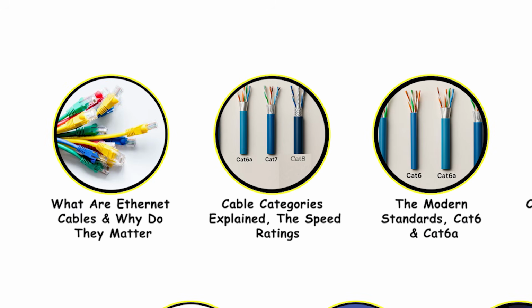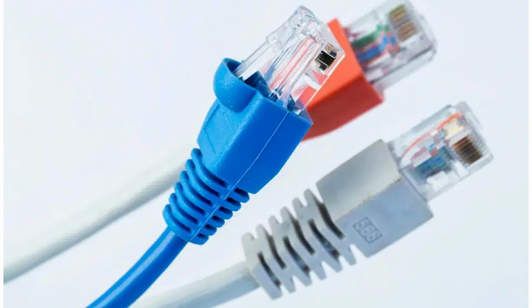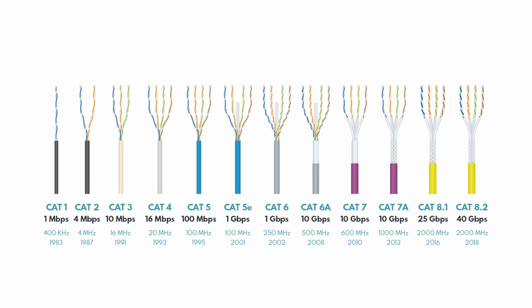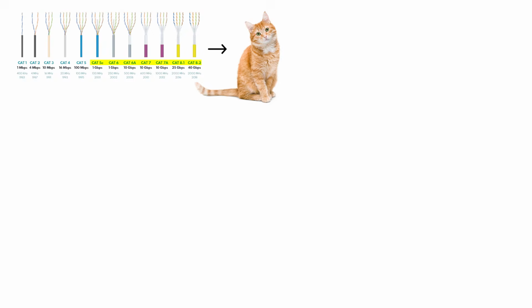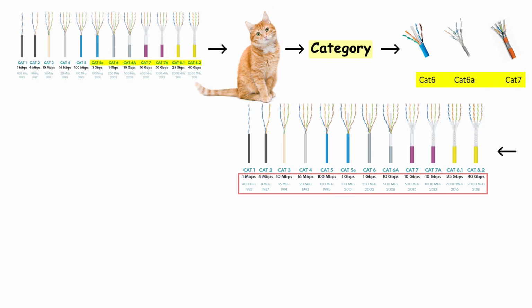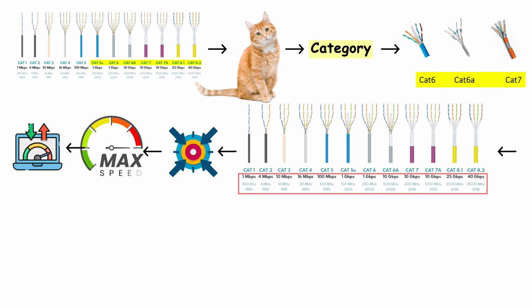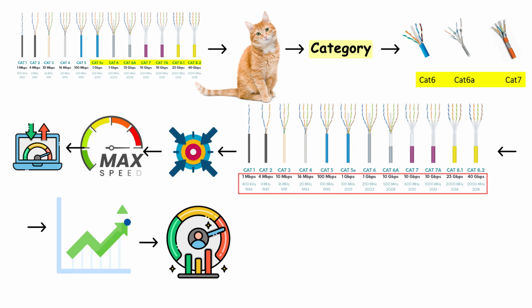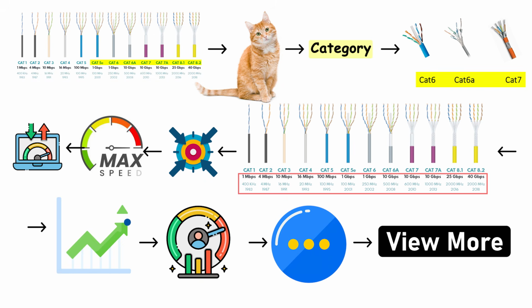Cable categories explained. The speed ratings. Every Ethernet cable has a category rating, and you'll see this written as Cat 5, Cat 6, Cat 7, and so on. The Cat stands for category, and these numbers represent different versions of the Ethernet standard. Each category has specific performance specifications, mainly focusing on maximum speed and bandwidth. Higher numbers generally mean better performance, but there's more to it than just picking the biggest number.